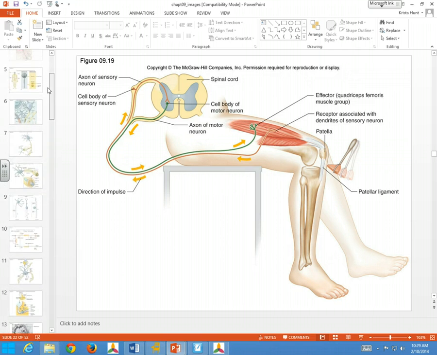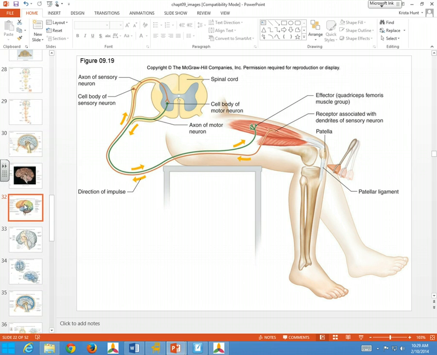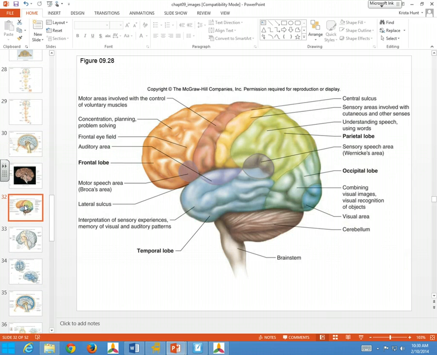Good question. So we're talking about the brain diagram. Oh, yes, general functions. Frontal lobe, parietal lobe, occipital lobe. Okay. See you tomorrow.